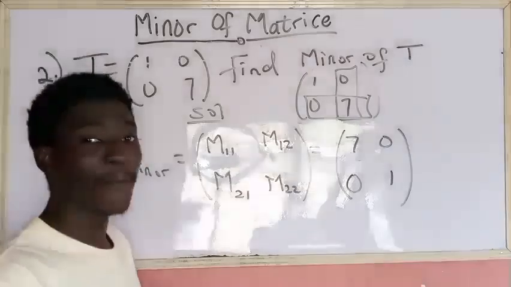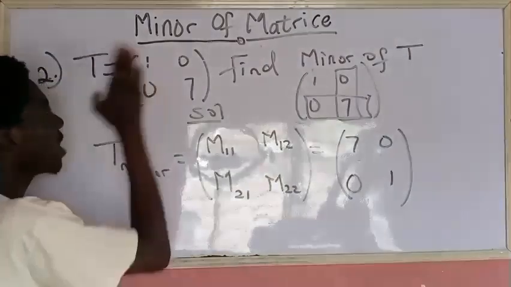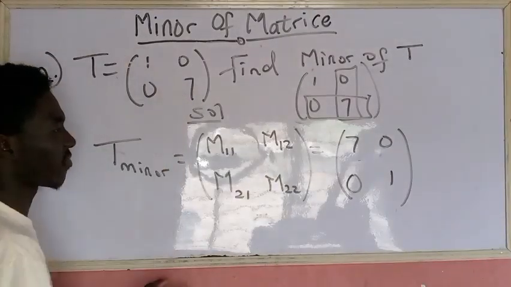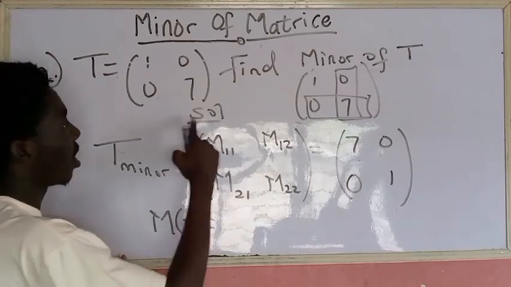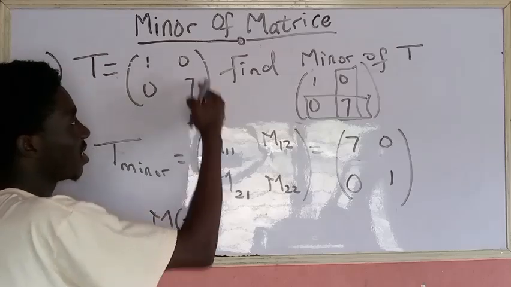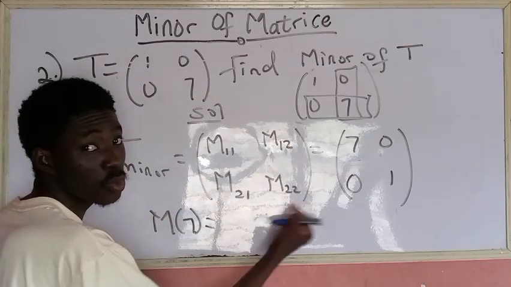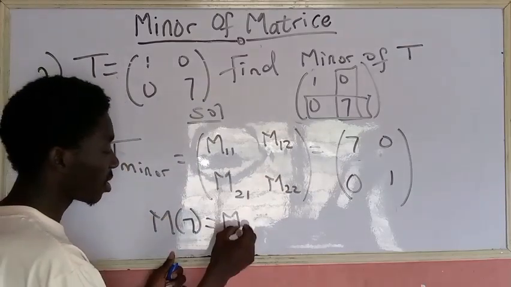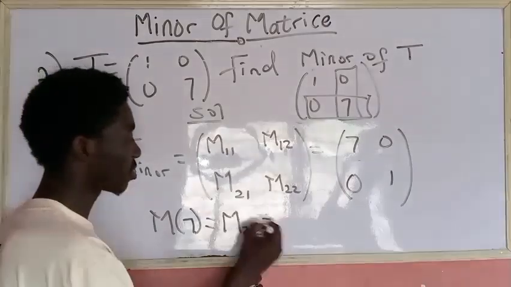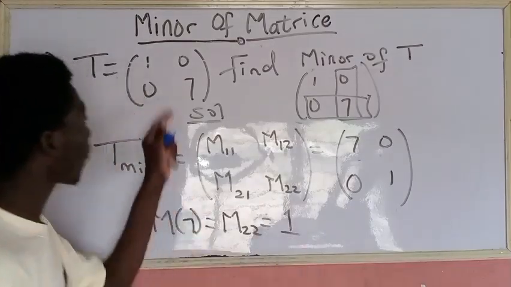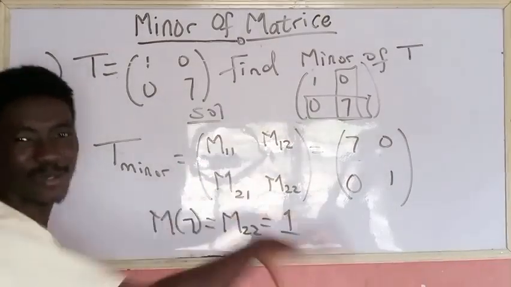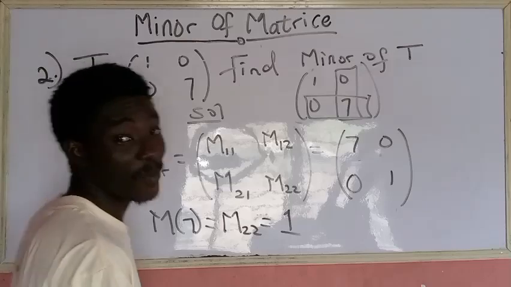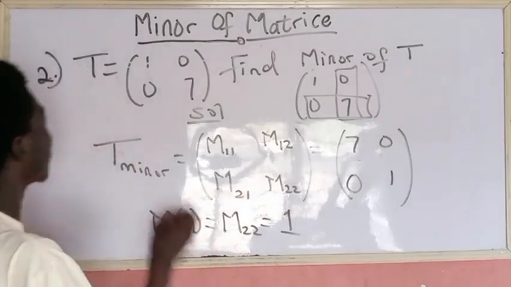But if they ask to find the minor of an element, let's say the minor of this 7, the minor of 7 will be equal to what? 7 is in position 2 by 2. The minor of 7 is the minor of this position, and that is equal to 1. So the minor of this 7 is equal to 1. So that's how to look for the minor of a particular element. Let's check more examples for a 3 by 3 matrix.